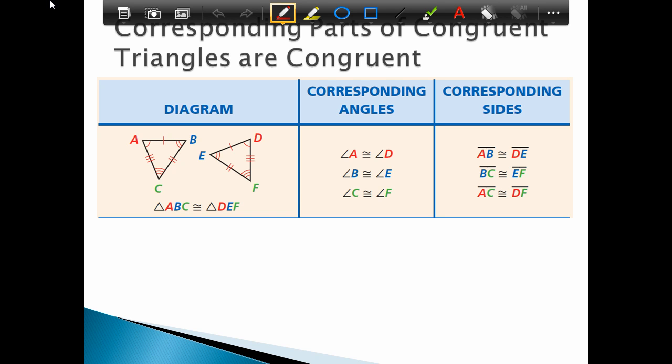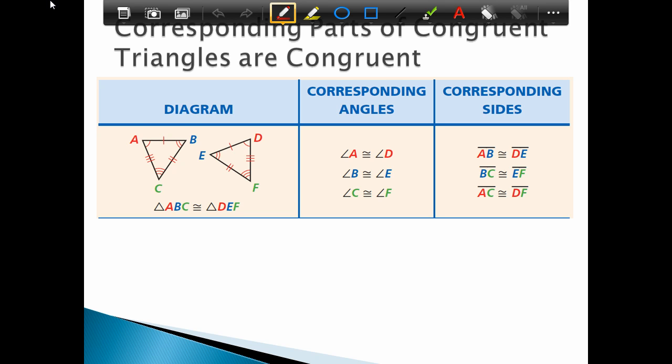So here's a blast from the past. Here's a diagram from several sections ago, back in 4.3. We have two triangles that are congruent. We have ABC on the left and DEF on the right. We know they're congruent, which means, definitionally, congruent triangles have all their corresponding angles and all their corresponding sides congruent. So angle A is congruent to angle D, angle B is congruent to angle E, angle C is congruent to angle F, etc.